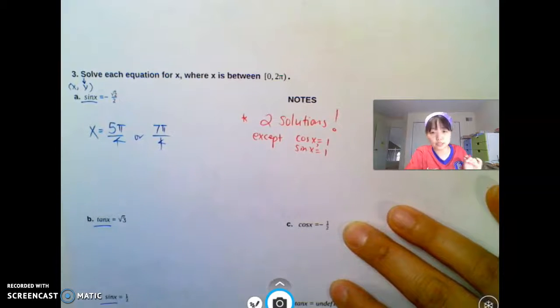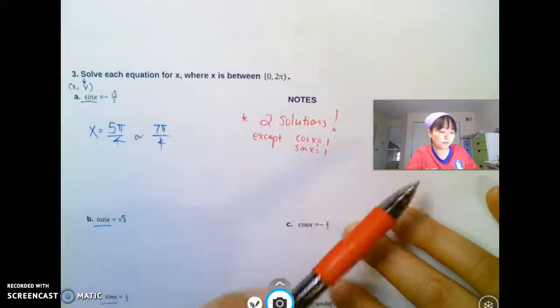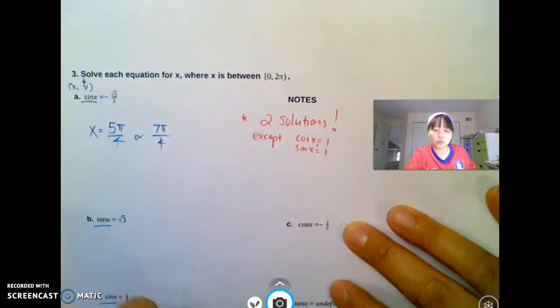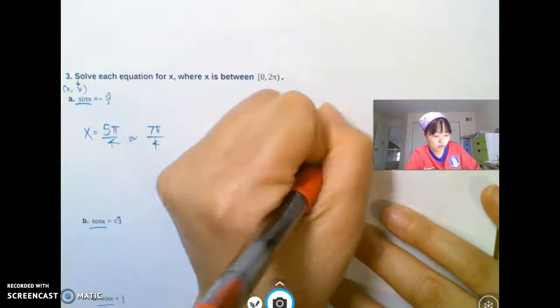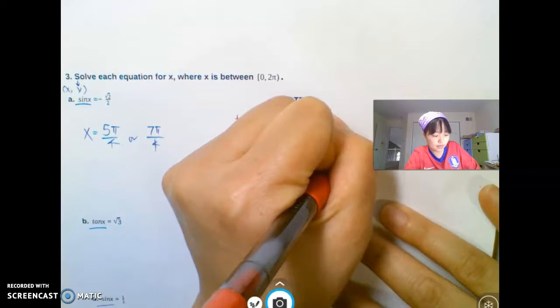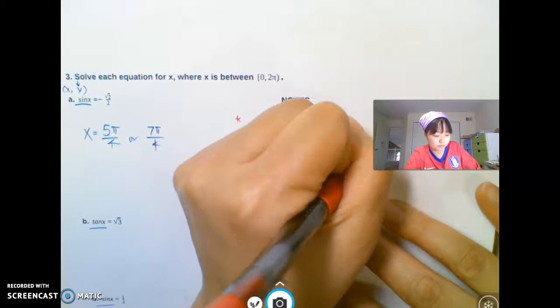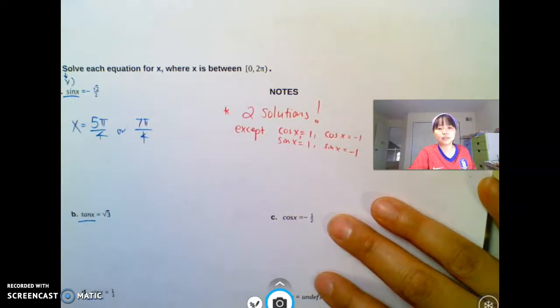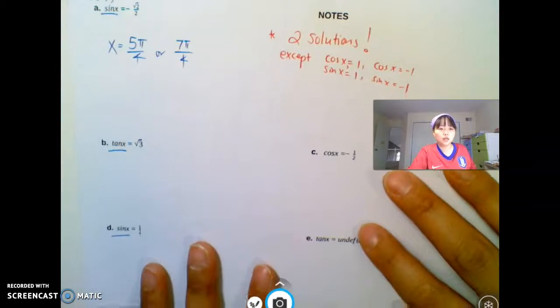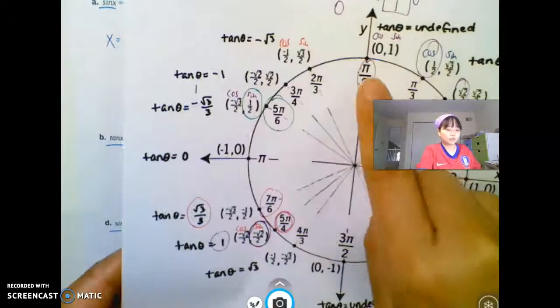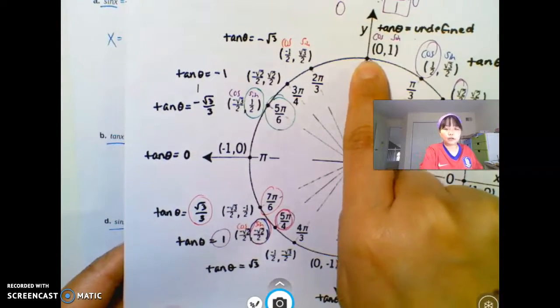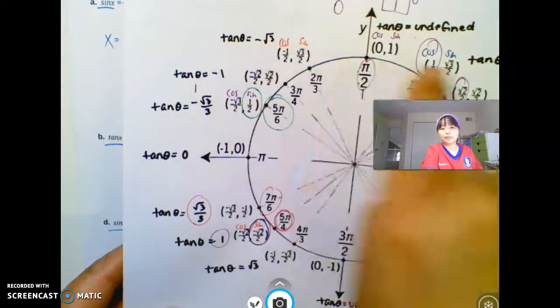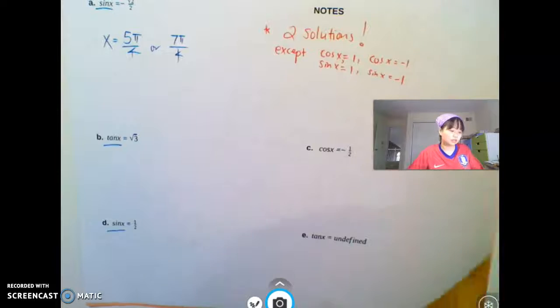Everything has 2 solutions, including zeros. But if you're looking for cosine or sine at 1, there's only one solution. Also, cosine or sine at negative 1, those have only one solution. Everything else has 2 solutions. That's because, look, when sine is at 1 right here at the top, at the peak, there's nothing else on this side, right? So that's why.